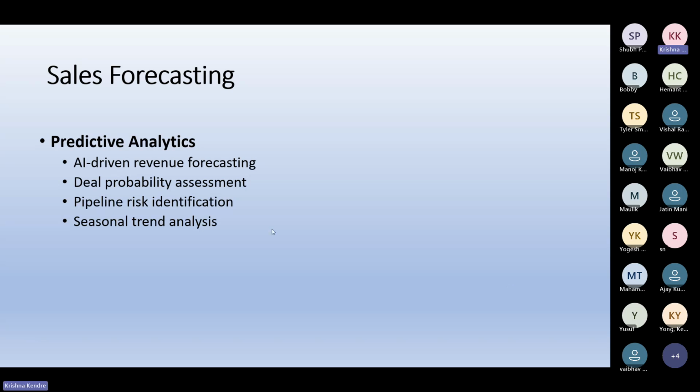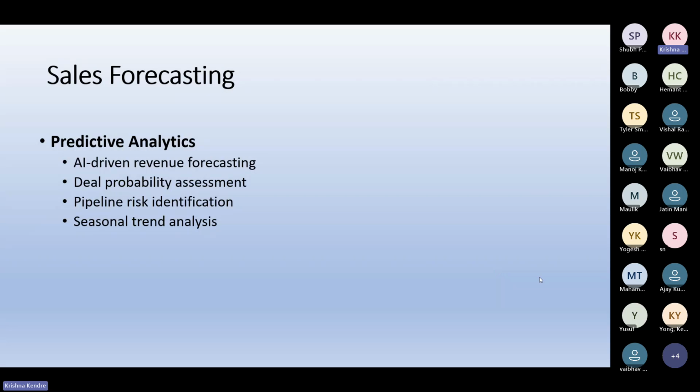Then pipeline risk identification, where AI also identifies risks within the pipeline, such as a deal stalling at a particular stage, low engagement from the decision makers, or missing budget criteria. This early warning system allows managers to help with coaching and strategy adjustment before it's too late.